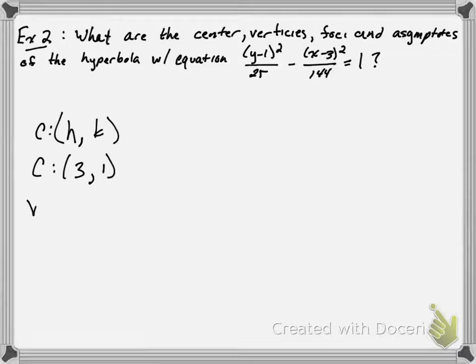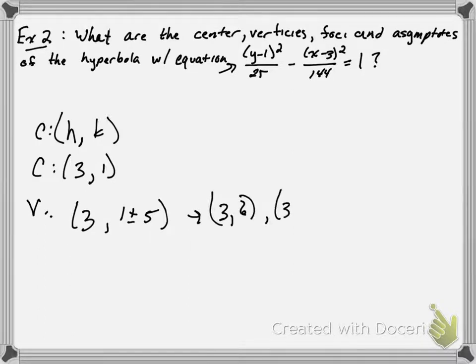Vertices always come first, and then if you look here, y is on top. So it's going to affect my y. So since my center is (3, 1), it's going to be 3 and then 1 plus or minus a, which is the square root of 25, so we get 5 here. Okay, so what does that give me? My vertices are going to be (3, 6) and (3, negative 4).